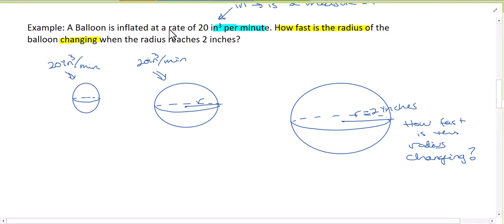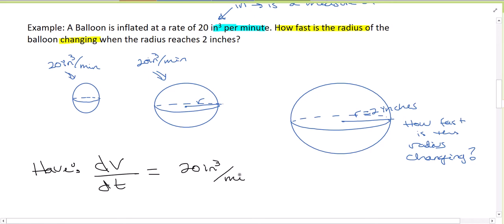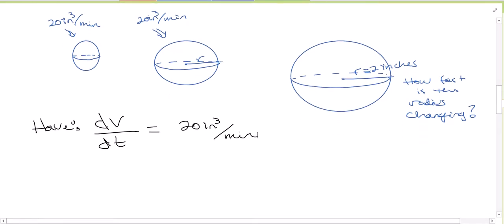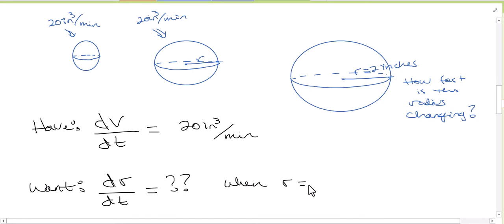All right, so let's see. A balloon is inflated at a rate of 20 inches cubed per minute. So I know that that's a measure of volume, but it's given in inches cubed per minute. So what I really have here is the rate of change of volume. So I'm going to say dV/dt, because it's inches cubed per minute. So that's a rate of change. So it's 20 inches cubed per minute. How fast is the radius of the balloon changing? So that's what I want. So we want the rate of change of the radius with respect to time. That's what we don't know, but we want to know when r equals 2 inches.